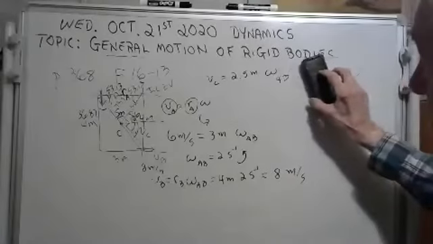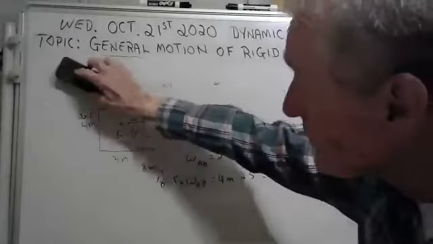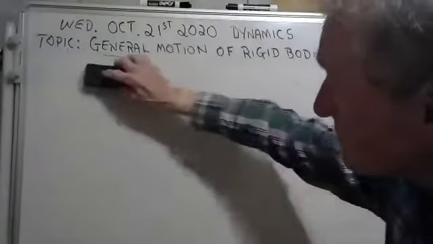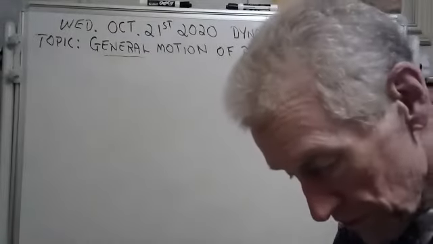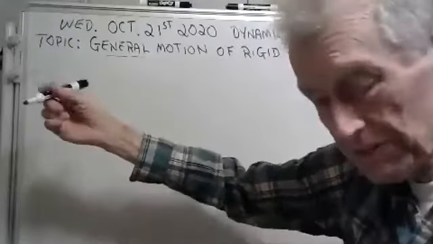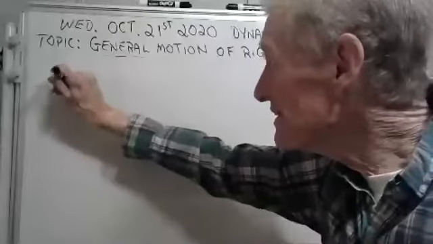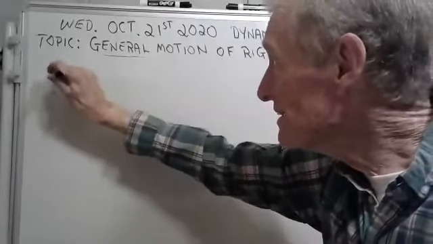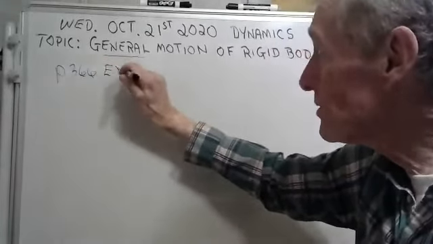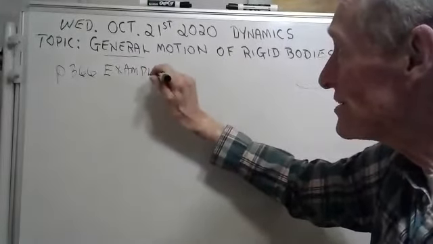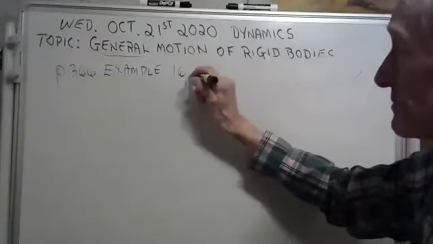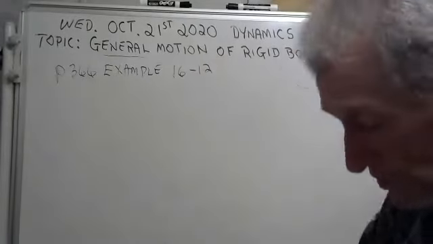Okay, well, here we go. This is example 16.12. It's on page 366. Oh, come on now. Page 366. It's example 16.12. I think these pens dry up is what happens. Page 366.